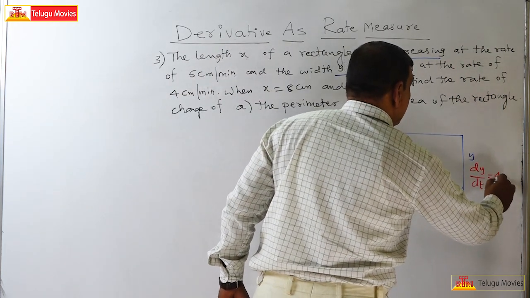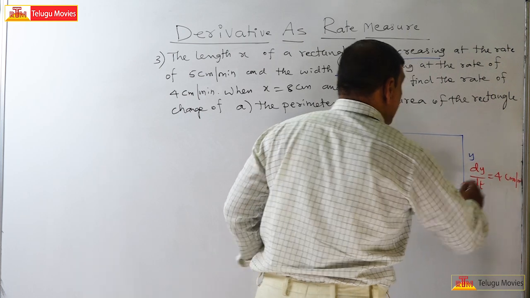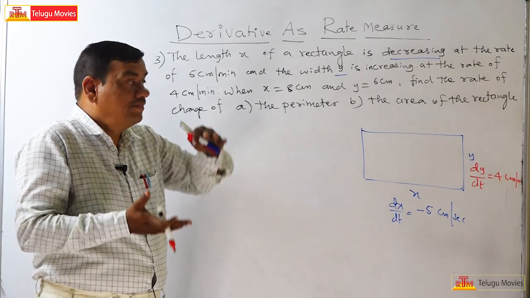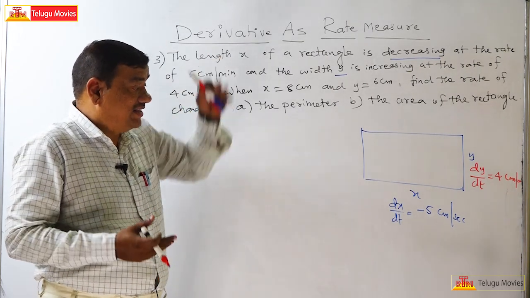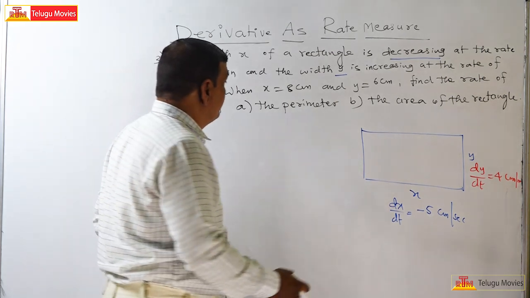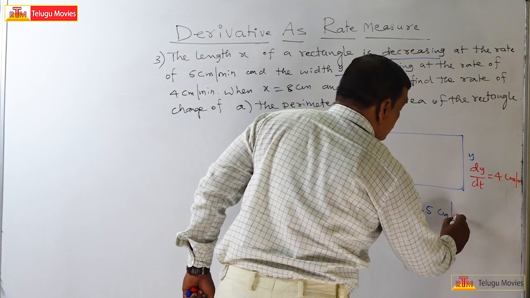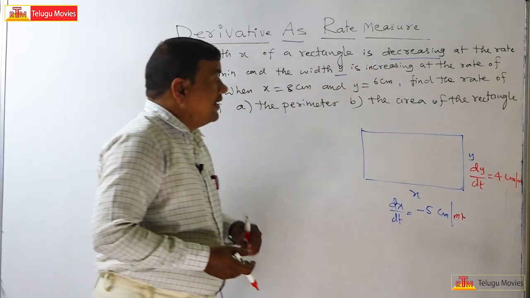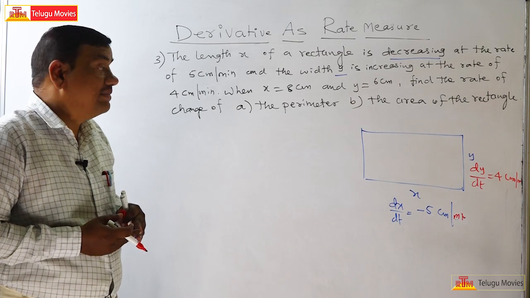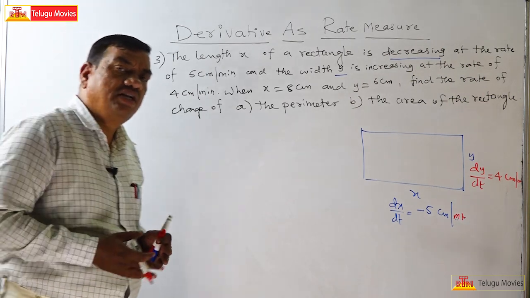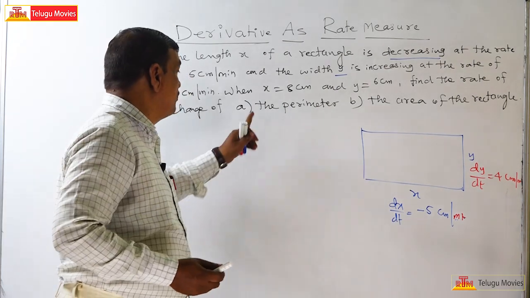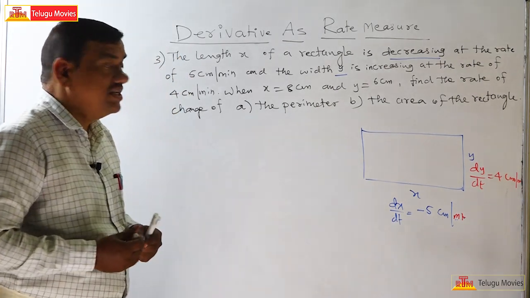dy by dt is equal to 4 centimeters per minute. It's going on simultaneously. That means the length is decreasing, the width is increasing. The length is decreasing 5 centimeters per minute, and the width is increasing 4 centimeters per minute. So, definitely its perimeter will change and the area also will change.